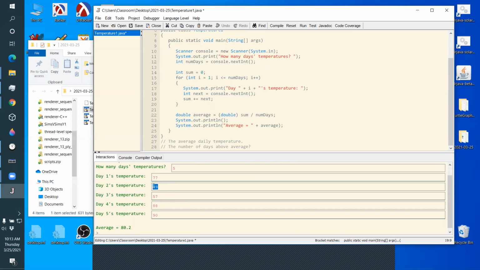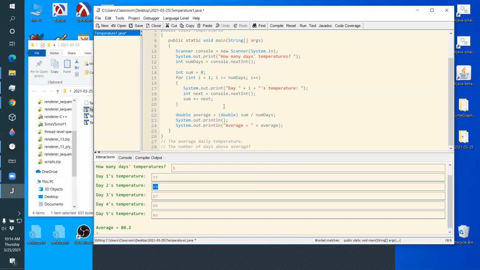Can I tell you whether that's above average or not? So that one is above average, right? 89. How do you know? Because the average is 82. But how do you know that? You've only read 2 numbers so far. Oh, I see. At that point, the average is different. Yeah. See, we have to think like a computer.